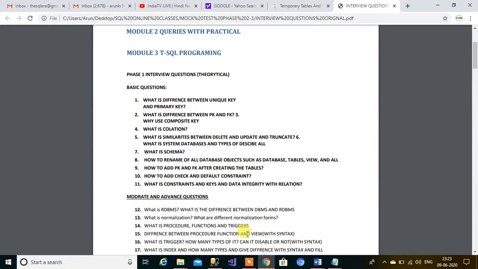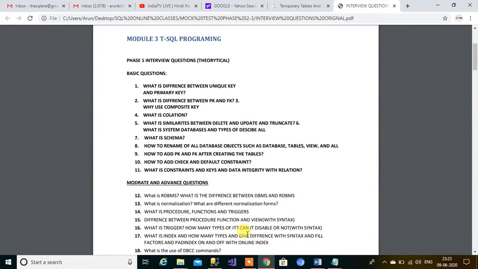The first question is, what is the difference between a unique key and a primary key? Second, what is the difference between a primary key and a foreign key? What are collations? All these are very basic questions. If you have a proper idea about database concepts and a good idea about constraints and keys, then you can do all these questions easily.